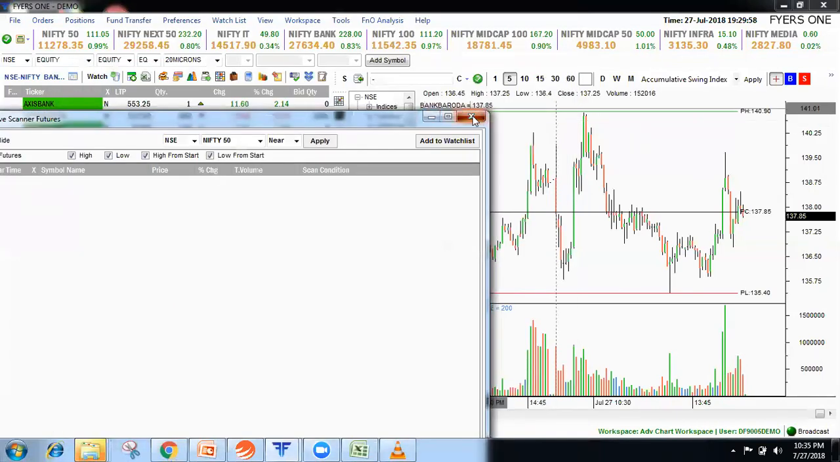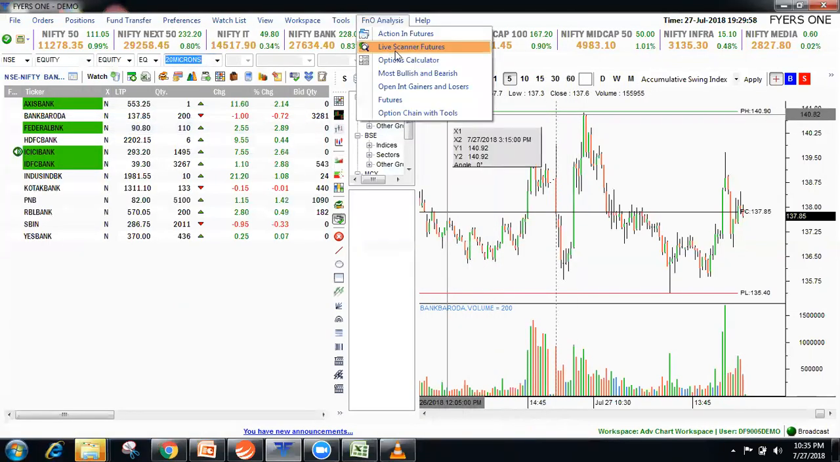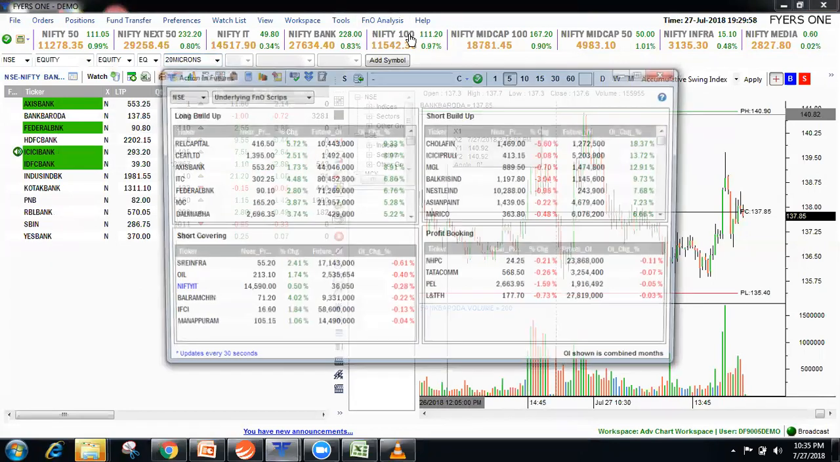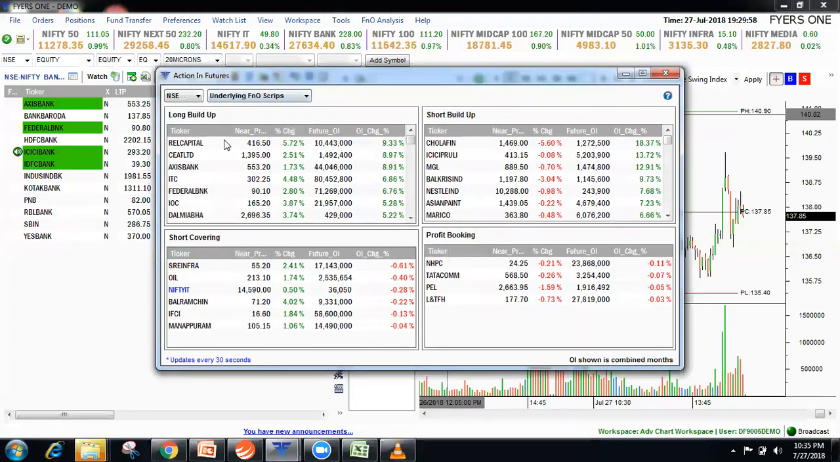Now in the F&O analysis, there's action in futures. It's saying where the long is building up and where the short is building up. This is only for reference purposes, not for trading purposes. You have to keep in mind where the long is getting built up, and where the short covering is happening. The people who were short have now covered, and the buying happened suddenly.